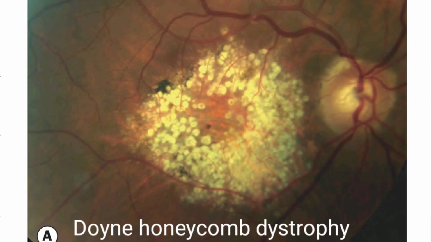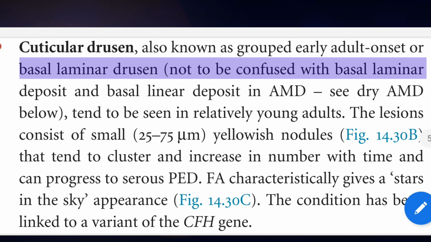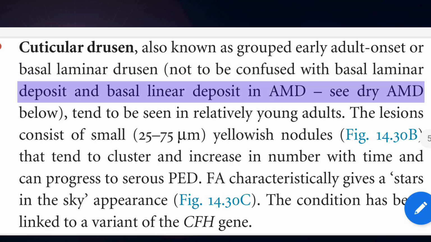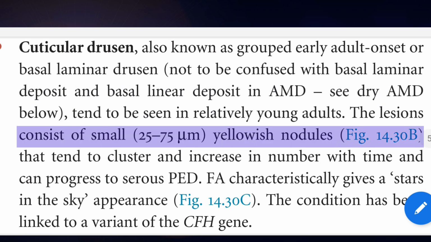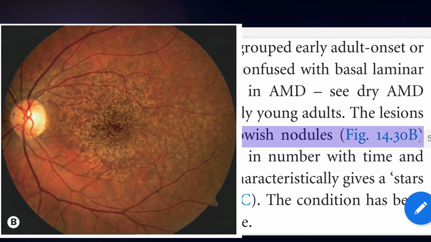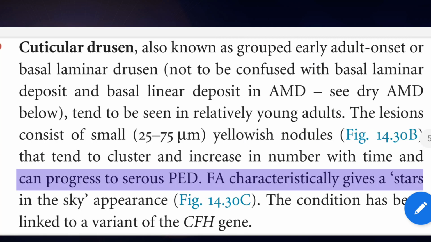Cuticular drusen, also known as grouped early adult onset or basal laminar drusen, not to be confused with basal laminar deposit and basal linear deposit in AMD, see dry AMD below, tend to be seen in relatively young adults. The lesions consist of small 25-75 micrometer yellowish nodules, figure 14.30b, that tend to cluster and increase in number with time and can progress to serous PED.